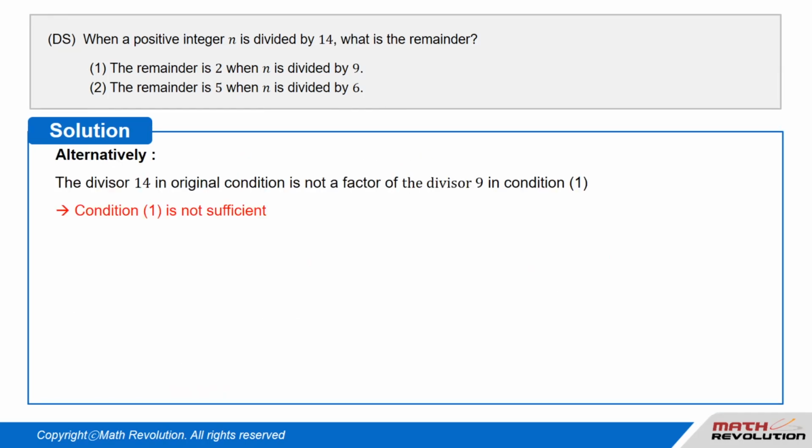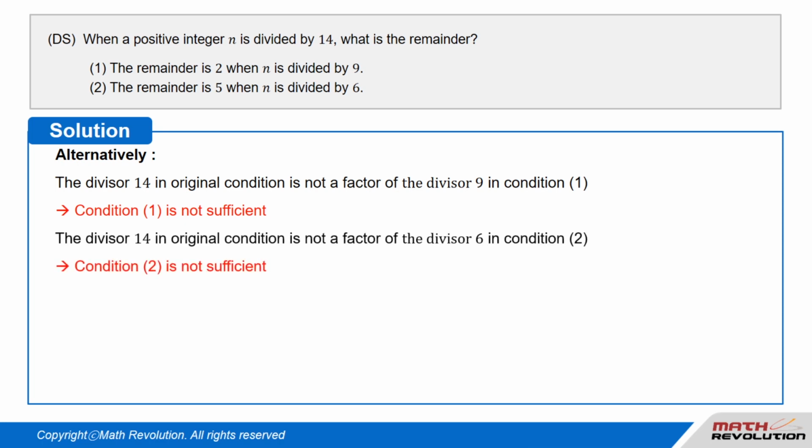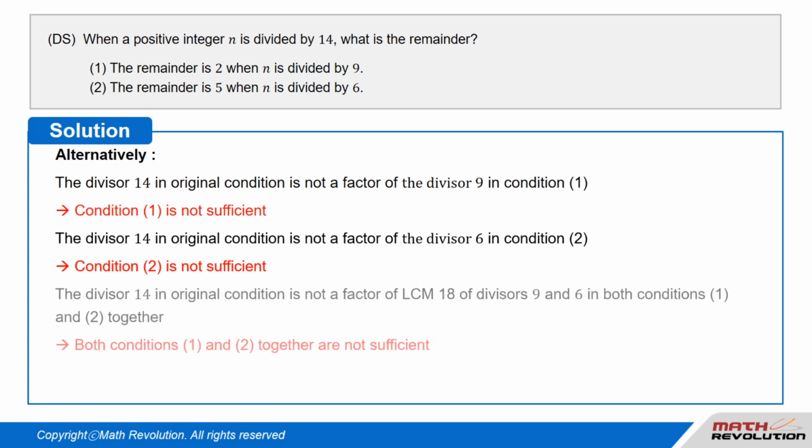Now, let us look at another way to solve this question. The divisor in the original condition is 14, and the divisor in condition 1 is 9. Since the divisor 14 in the original condition is not a factor of the divisor 9 in condition 1, condition 1 is not sufficient. Also, the divisor 14 in the original condition is not a factor of the divisor 6 in condition 2, so condition 2 is also not sufficient. The divisor 14 in the original condition is also not a factor of the least common multiple 18 of divisors 9 and 6 in both conditions 1 and 2 together, so conditions 1 and 2 combined are not sufficient.